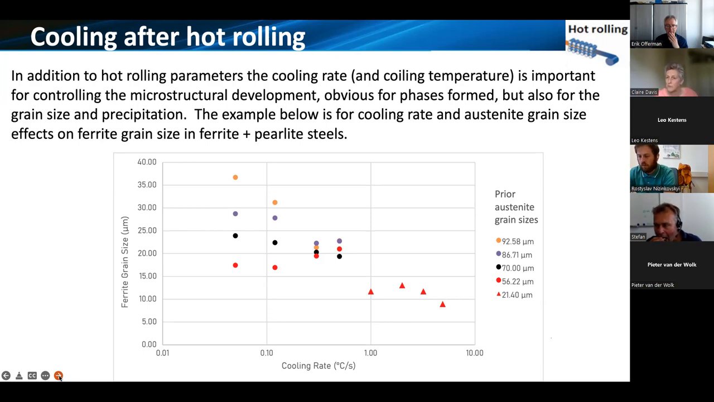What is the run-out table and the cooling configurations? What is the coiling temperature as well, and the balance between the nucleation and growth of our ferrite grains from our austenite, and indeed some of the preconditioning of the austenite if we have any rolling below the recrystallization stop temperature.